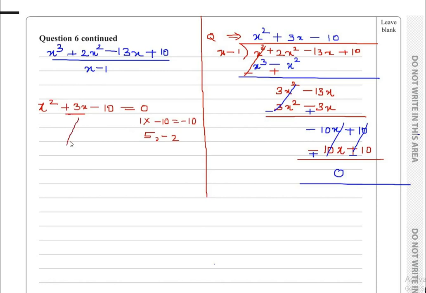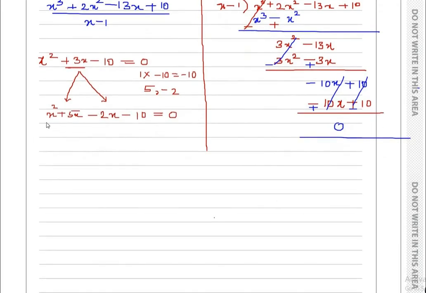So here I am going to split the 3x in this way. So it becomes x squared plus 5x minus 2x minus 10 equal to 0. So I have split the 3x as 5x and minus 2x. Now we have to factorize this by taking the common terms out.